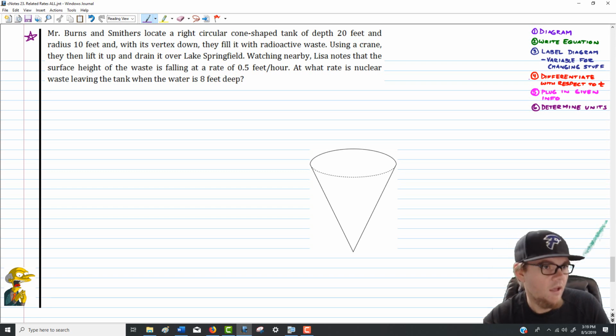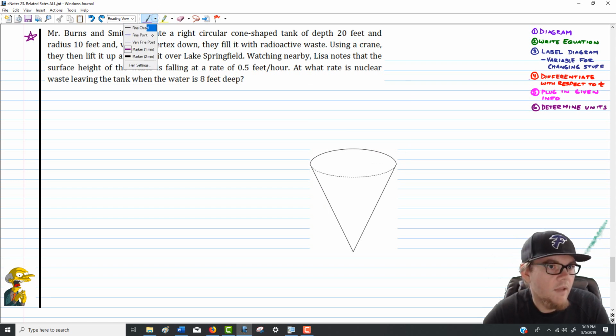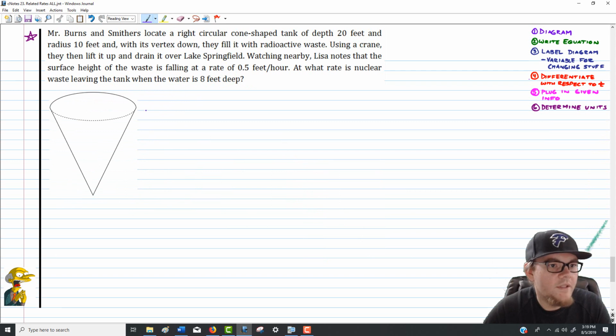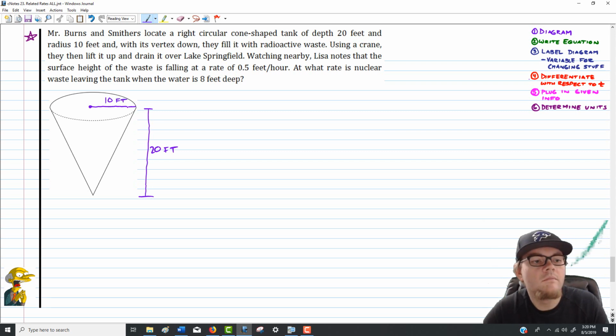So in our problem itself, we are told that Mr. Burns and Smithers locate a right circular cone-shaped tank, because, yeah, it's a totally natural thing. It has depth 20 feet. So, I'm going to go ahead and label this thing in my diagram since I'm here. So we say that the depth is 20 feet. And it says it has a radius of 10 feet. So the total radius up there is going to be 10 feet as well. And again, since it's a tank, we know those two things aren't changing right now. They're just the dimensions of the tank itself.